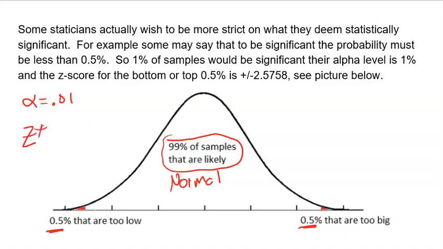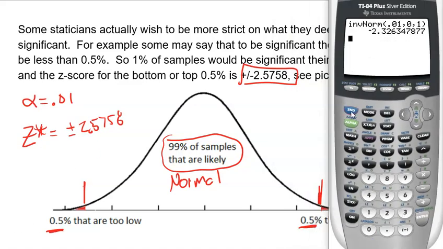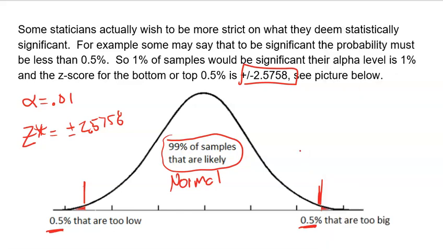And the special z-star, the critical value that marks where those values begin, is positive or negative 2.5758. Now, if you're saying, where did you come up with that number? Use your calculator. I'm only going to do this one more time, and I'm going to expect that you understand it. Second vars, go to invert norm, but it only wants the bottom. So it's going to be the bottom 0.005. That's 0.5%. And that's where we get the negative 2.5758. But remember, because of symmetry, if that's the bottom 0.5%, then the top 0.5% is positive 2.5758.